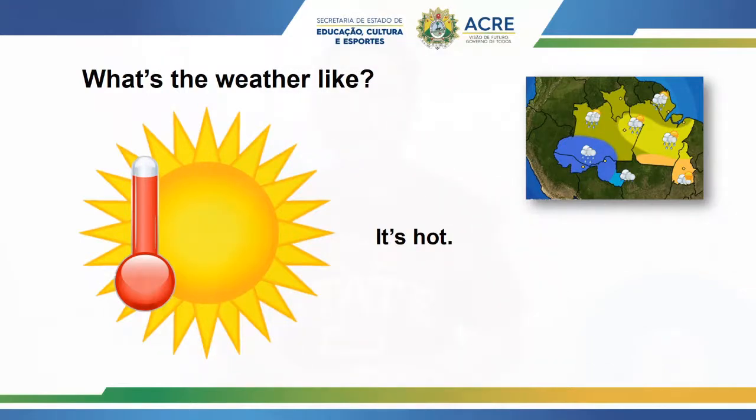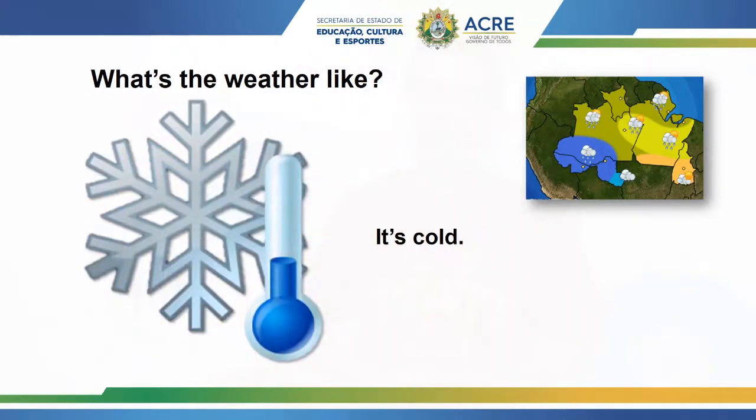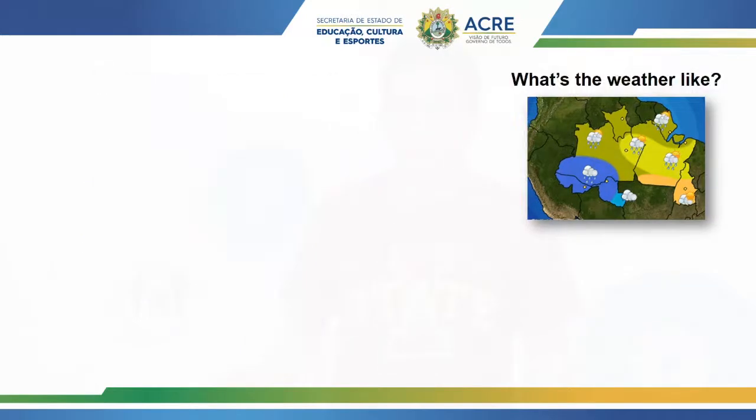Now you can see a shiny sun. So probably it's hot. What's the weather like? It's hot. And the last example, you can see the temperature is low. So the weather here is cold. So the answer is it's cold. Okay, so now that you have learned all the kinds of weather, let's practice it one more time.